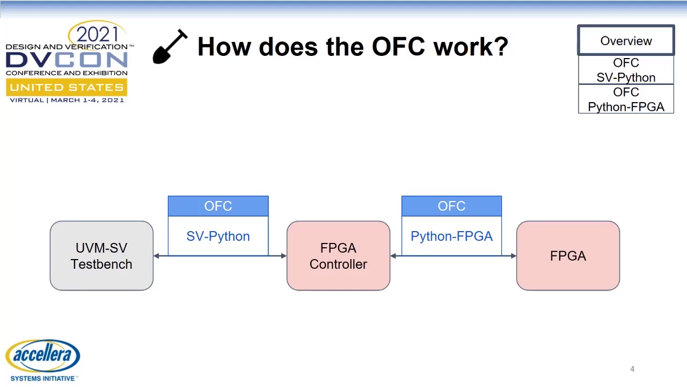To connect the three components, we developed two separate modules which together form the OFC framework: the OFC SystemVerilog Python connector and the OFC Python FPGA connector. For achieving a co-emulation environment, the two modules should be used together, but based on the project needs, they can also be used separately. For example, you can use only the OFC SystemVerilog Python connector if your SystemVerilog testbench requires Python machine learning functions. Or you can use only the OFC Python FPGA connector if you want to create a verification environment using only Python language.